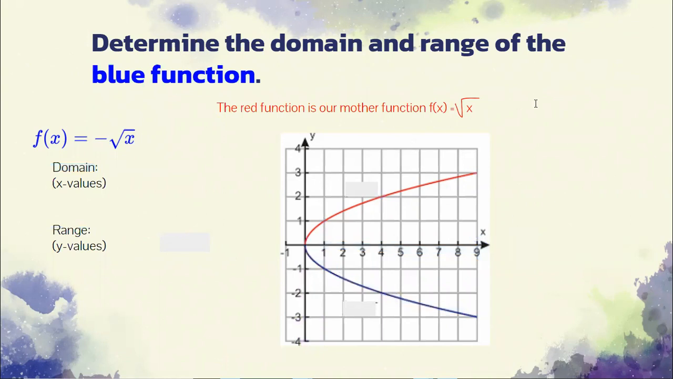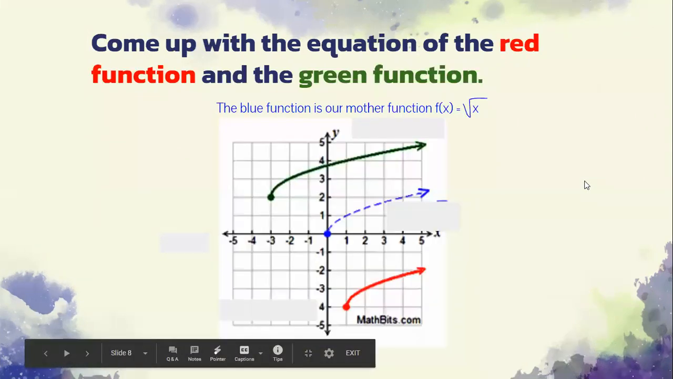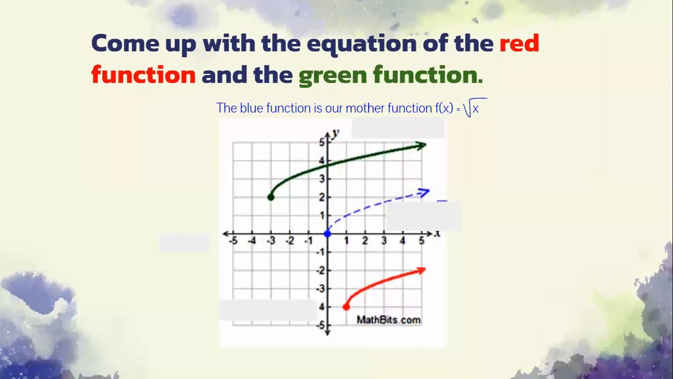All right, let's practice this again with a few more functions. So here we have it again. Come up with the equation of the red function and then come up with the equation of the green function. In this example, the blue dashed curve is actually our parent function, f of x is equal to the square root of x. So take a second and see if you can determine the transformation of the red function and then come up with the equation of the red function. And then similarly, try to do it for the green function. What is the equation of the red function and what is the equation of the green function?